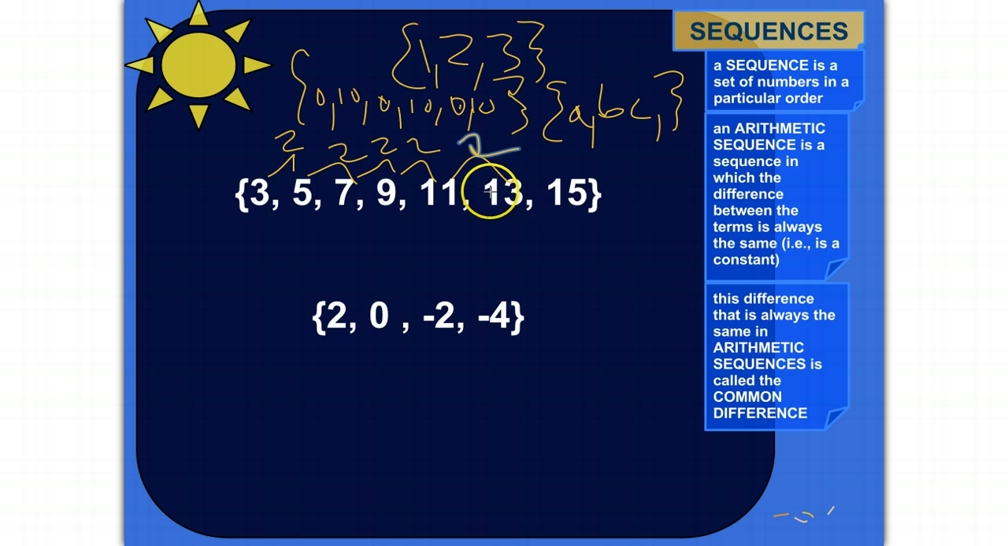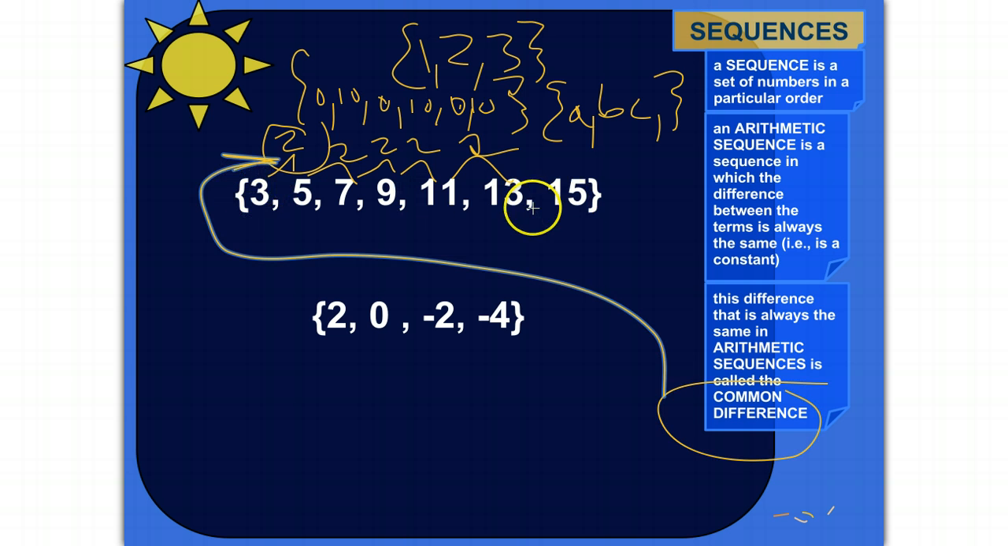So if I start with 13, if I go back 2, I get to 11. If I go forward 2, I get to 15. So the difference between the terms is always the same, it is constant. So we have a special word for what 2 is for this sequence, and that's called the common difference. Okay, so for this sequence up here, the common difference is 2.